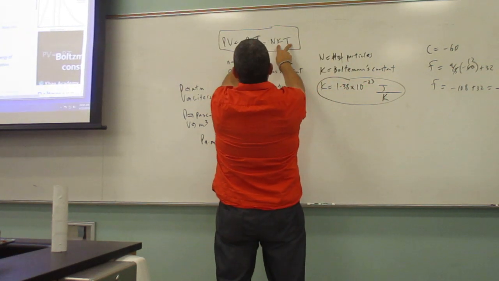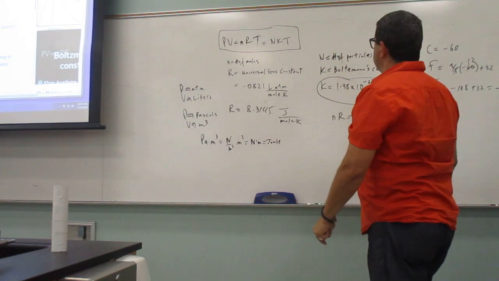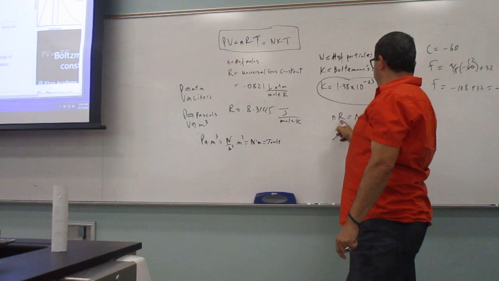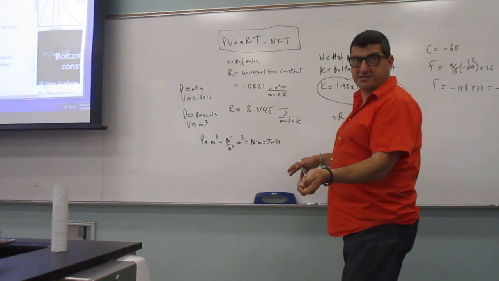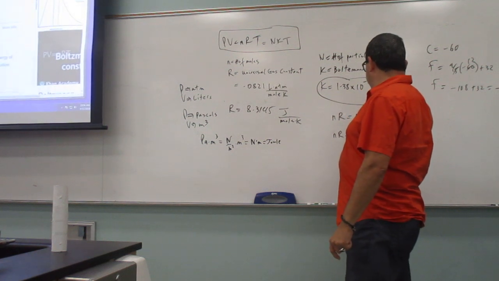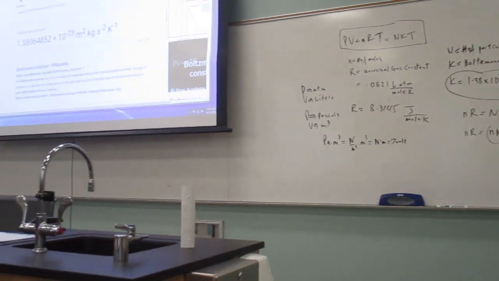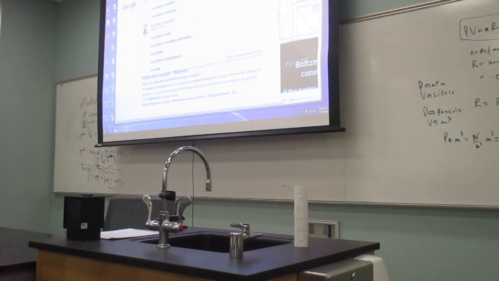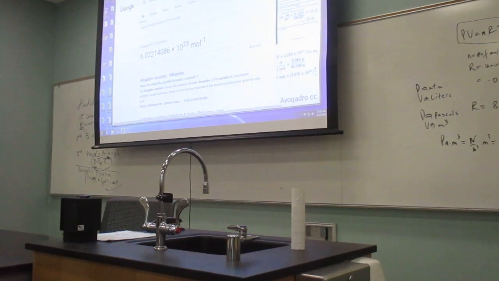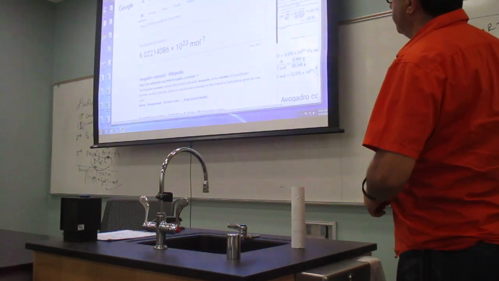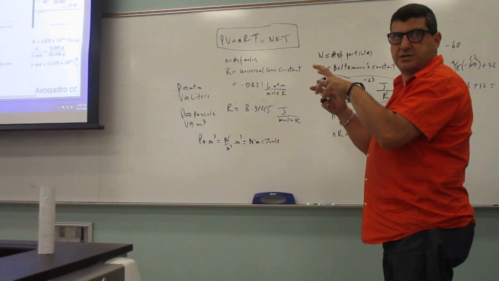Okay, then what's the connection between these two? If these two are the same, that means NR needs to equal NK. This is number of moles, this is the gas constant, this is the number of particles. But we know that the number of particles is equal to the number of moles times Avogadro's constant. So now we have Avogadro's constant, and all these things are connected. Avogadro's constant is 6.022 times 10 to the 23, 1 over mole, or you could say particles over mole. Because particle is not a unit, they just ignore the particle.